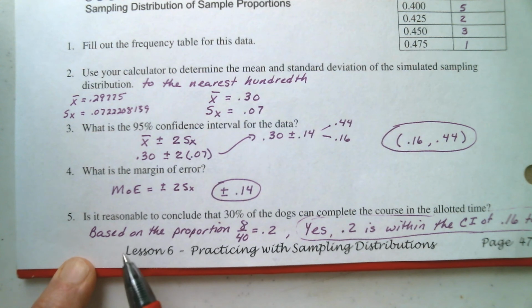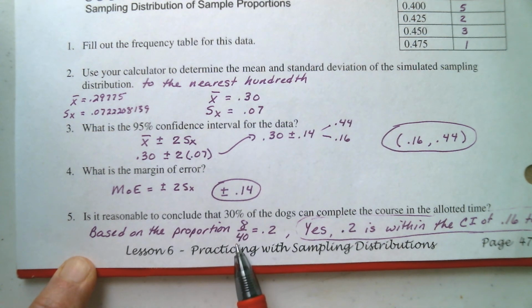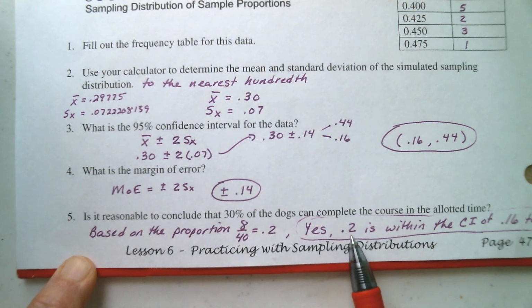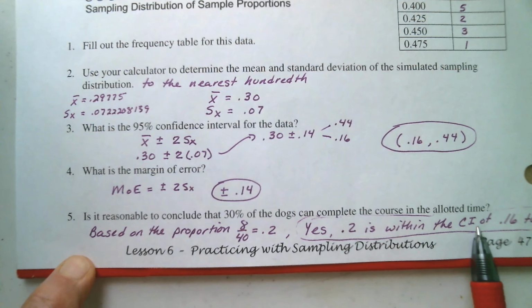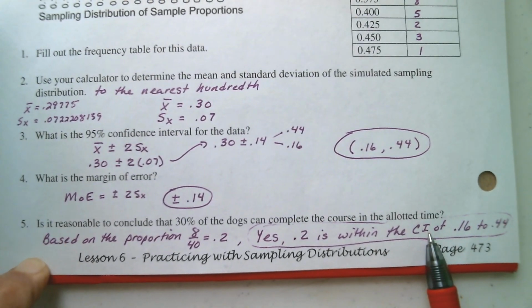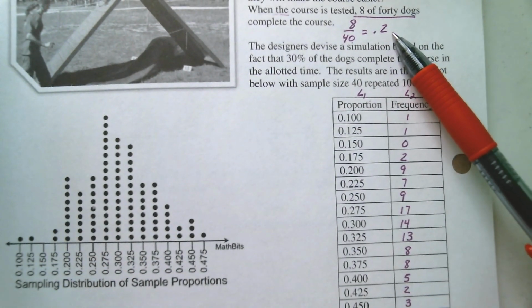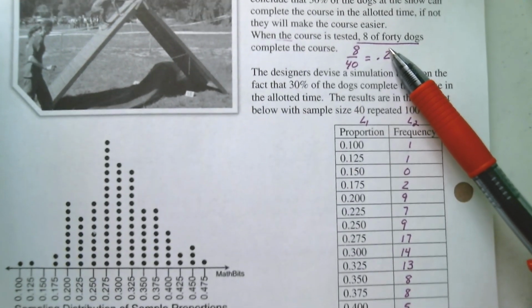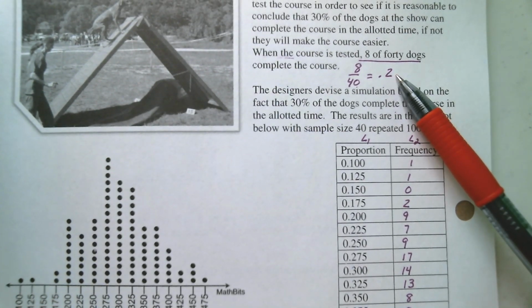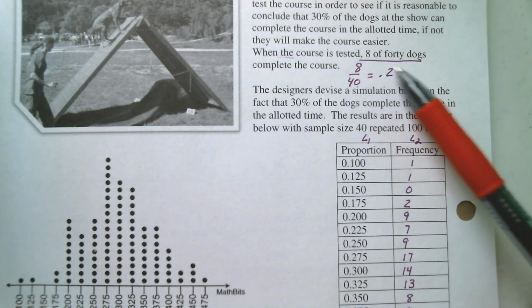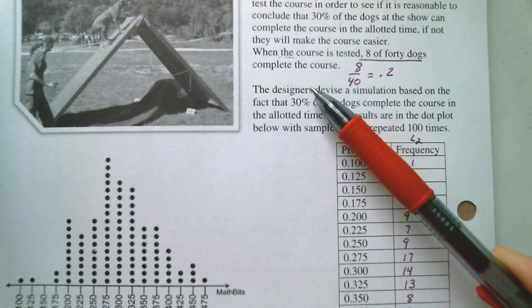And 3.5, based on the proportion 8/40, which is equivalent to 0.2. Yes, 0.2 is within the confidence interval of 0.16 to 0.44. And this 8/40 came from the statement up here in the first paragraph. When the course is tested, 8 of 40 dogs complete the course.